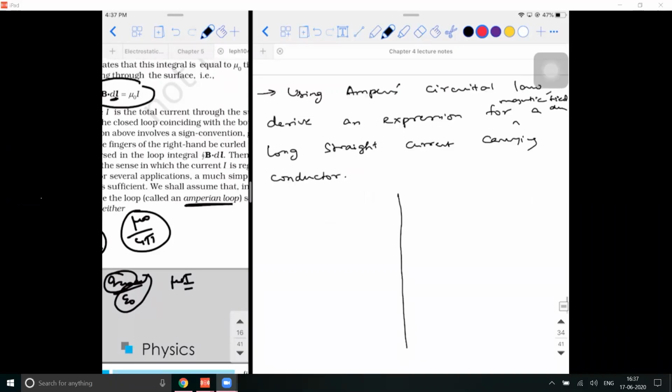Okay, let's say the current is flowing in the upward direction. Now I'm going to apply Ampere's circuital law. I'm taking this point P. So around this point P, I need to consider an Amperian loop which is symmetric about the current distribution. So what is the two-dimensional shape I can think of?